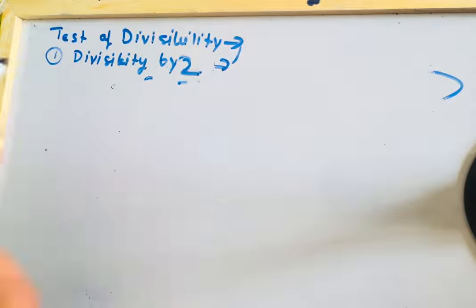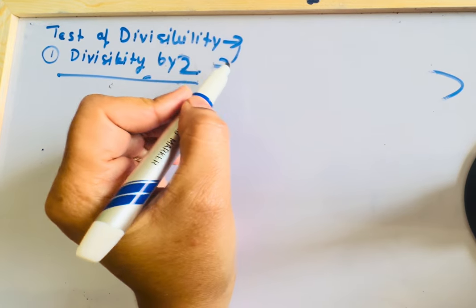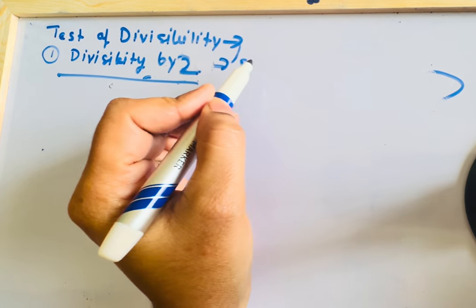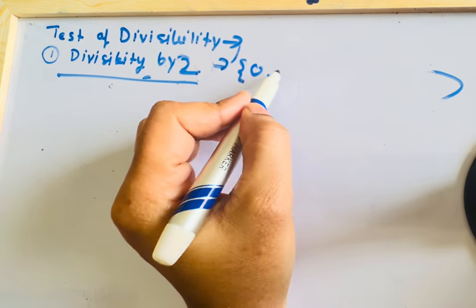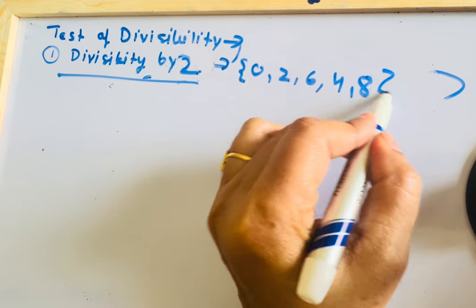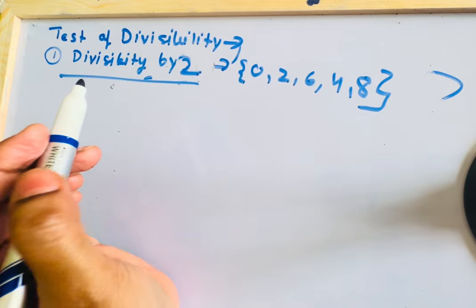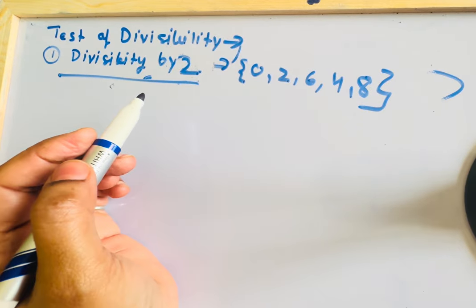Now, first, divisibility by 2. How to check divisibility by 2? See, if the one's digit is 0, 2, 6, 4, or 8, it means that number is divisible by 2.